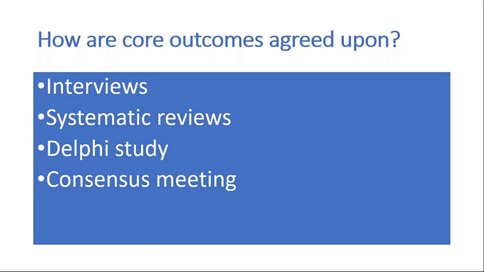From these activities, core outcome set researchers develop a list of outcomes which are often then used in a consensus or Delphi survey. In these surveys, the outcomes are listed and participants are asked to rate how important a particular outcome is. They can also suggest outcomes that they think are missing.